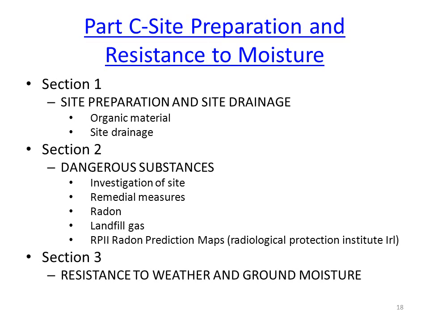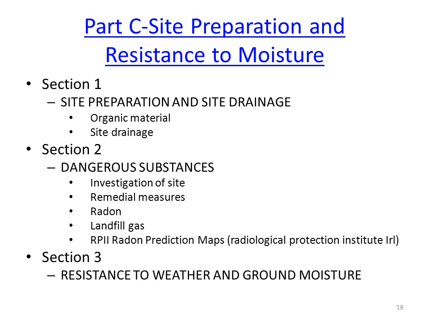Part C is site preparation and resistance to moisture. Again, there's a number of sections in Part C. Section 1 covers site preparation and site drainage, including organic material and site drainage. Section 2 is dangerous substances. This will include investigation of the site, remedial measures, radon gas, landfill gases, and the RPII radon prediction maps. These are radiological prediction from the Radiological Protection Institute in Ireland.